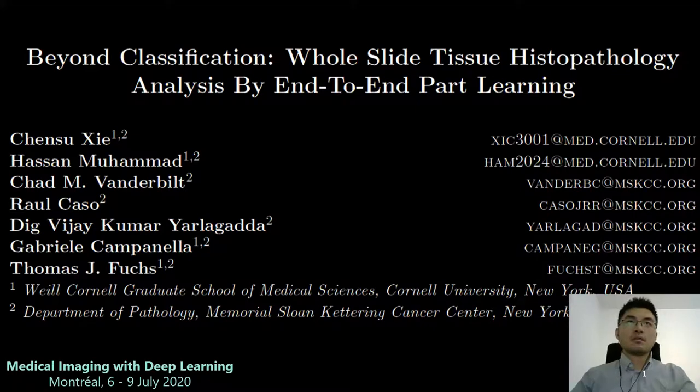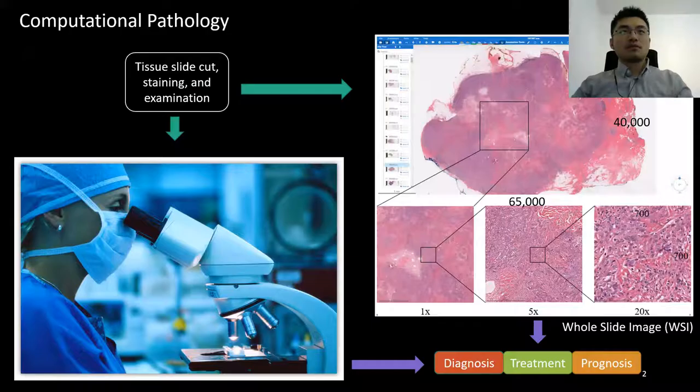In our paper, we proposed a new method called end-to-end path learning, which we aim to solve complicated histology tissue image analysis problems. I want to first briefly introduce computational pathology.